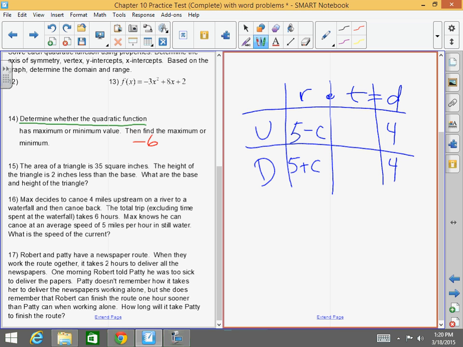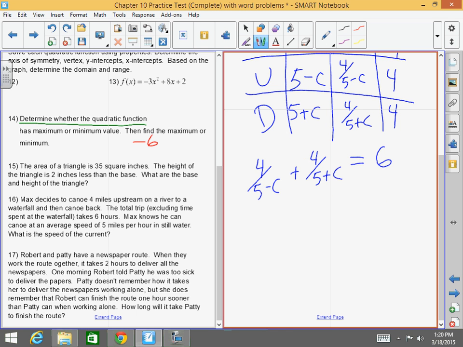Now, do not put another variable here for time. Time is distance divided by rate. So 4 over 5 minus c, 4 over 5 plus c. The time that it took him to go upstream plus the time that it took him to go downstream, that round trip was 6 hours.